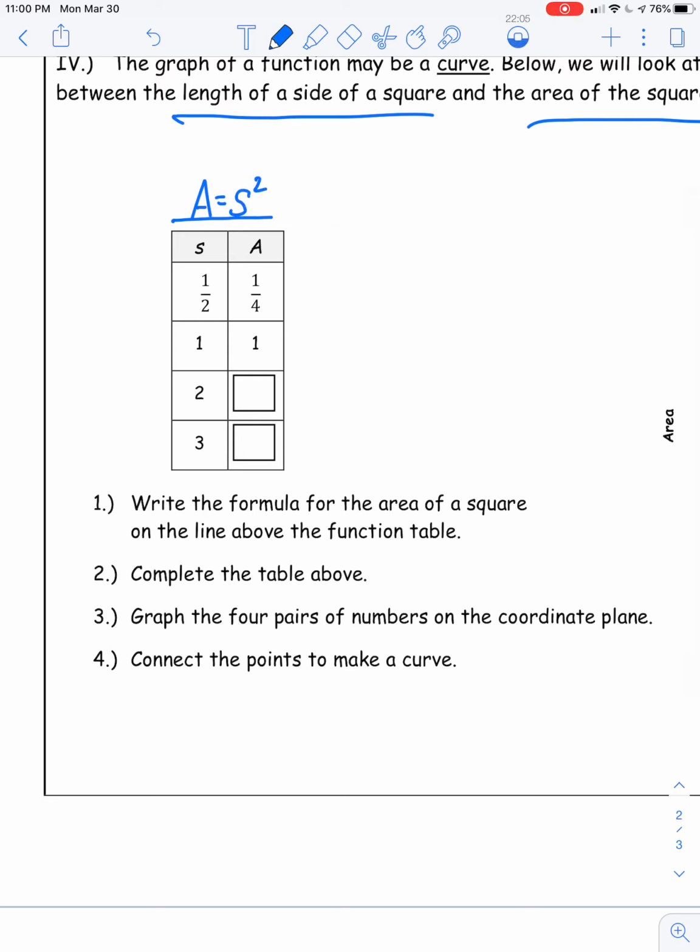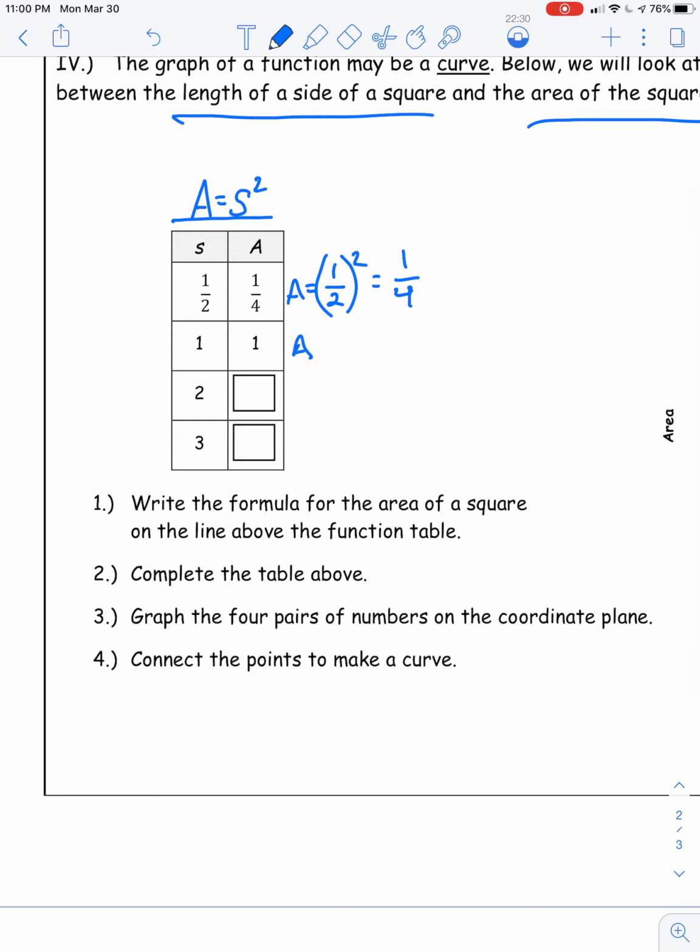So write that above your function table there. All right, now I notice that we have some fractions here in the top part of our function table. We have 1/2. So when I put 1/2, and we're going to kind of test this out, let's write off to the side here. When my side is 1/2 squared, then my area is 1/4.